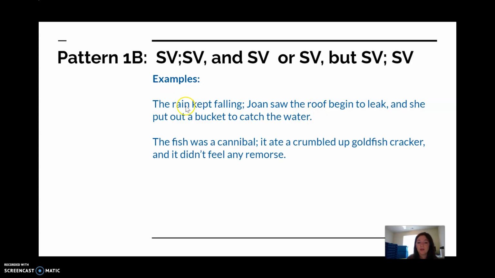And so what the writer does is indicate these levels of connection through the comma and the and, then the semicolon. So here we see the fish was a cannibal; it ate a crumpled up goldfish cracker, and it didn't feel any remorse. And so here we use the same thing where these two parts of the sentence are more closely related than this part of the sentence, and that is indicated through the use of punctuation.